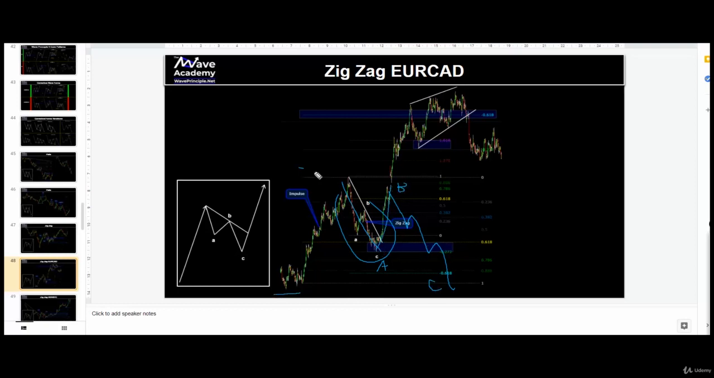If it makes a new low, then this is not an impulse. If it doesn't make a new low and turns around, then maybe it could be a zigzag for A, a corrective wave for B, and another zigzag for C. And moving something like this.